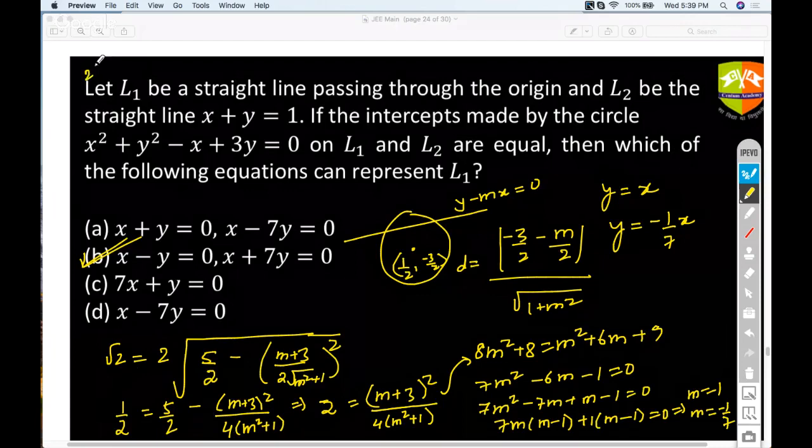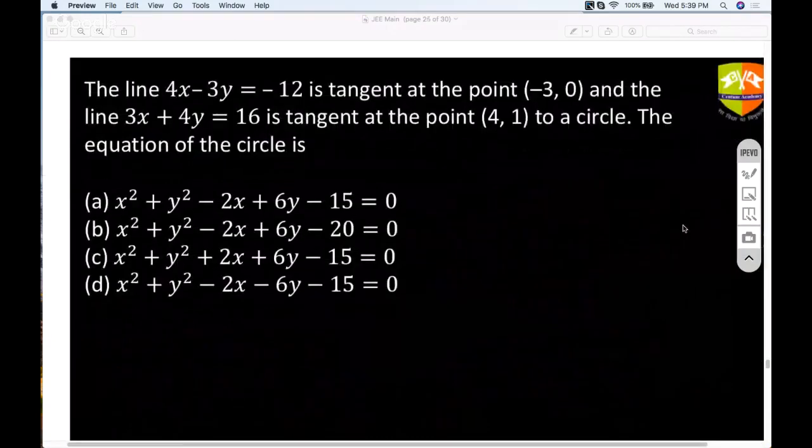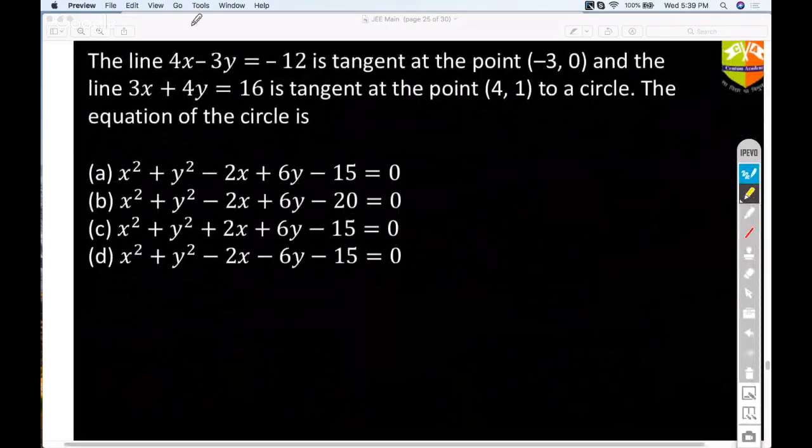So question number 24. No, sorry. Before that, Kushal gave the answer. 24. Option B is the right option. Let's look into question number 25.